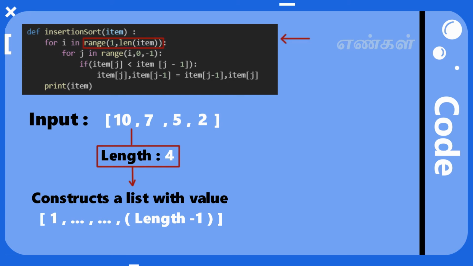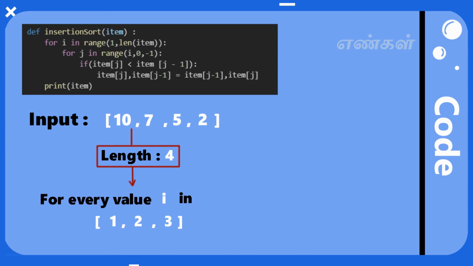There's a brilliant reason behind constructing such a list. We'll understand the reasoning pretty soon. Since the length of our sample input is 4, the list which our program has to construct translates to the following values. We then loop through each and every value of this constructed list. And for every iteration, we execute the code block that exists within this for loop.